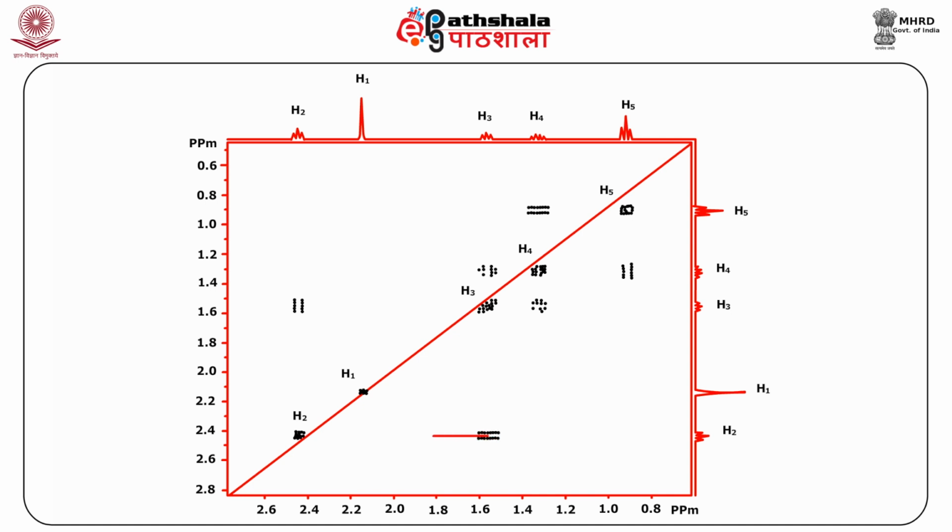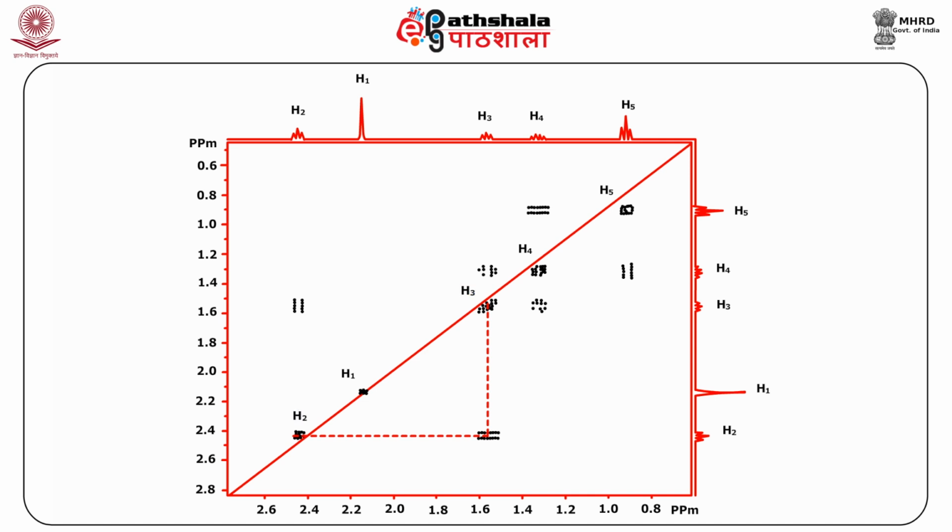Now draw a horizontal line from this point. This line intersects the spot on the diagonal that corresponds to the H2 proton. Again, draw a vertical line from the same off-diagonal spot. This line intersects the spot on the diagonal corresponding to the H3 proton. Now this relation shows that the H2 proton is coupled with the H3 proton.